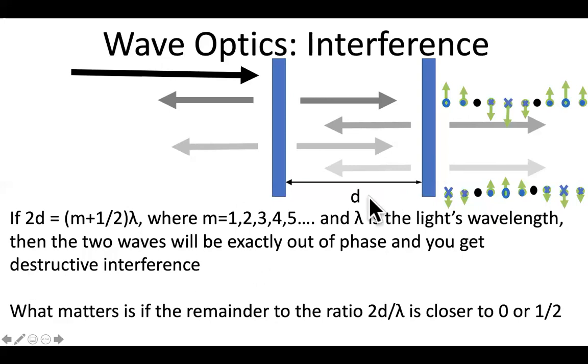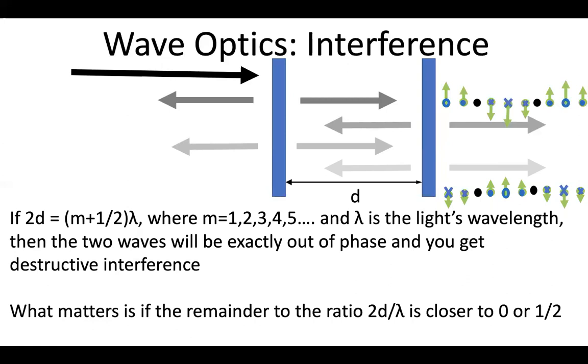So what matters is not necessarily how big D is, it's how close the fractional part of 2D over lambda is to 0 or a half. If basically 2D is really close to an integer times lambda, then you will get strong constructive interference. If it's just half a wavelength longer, you get a strong destructive interference. This is what matters.